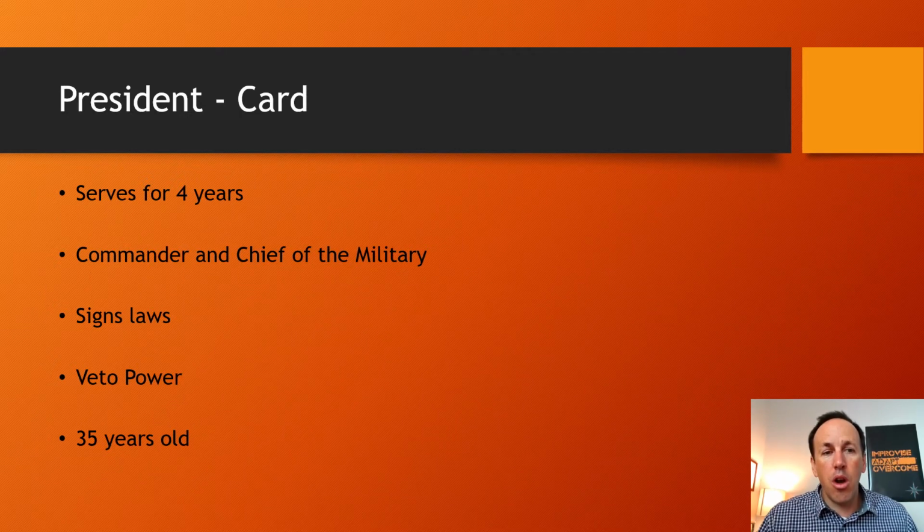Okay, make your note card. The President serves for 4 years, right? You can have 2 terms, 8 years total, but you're elected to serve for 4 years. If it's the war power, what's the President's responsibility? He is the commander-in-chief. If it's the law-making power, what is the President's responsibility? He signs or can veto the law. Here's a new little fact for you. How old do you have to be president? 35. Okay, 35. Let's keep going.